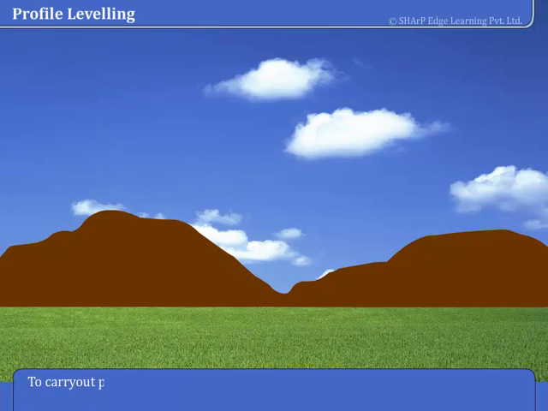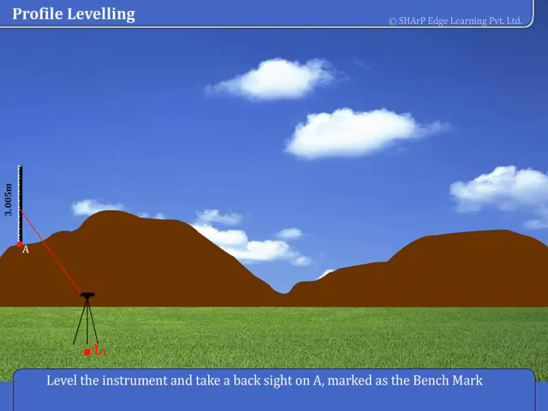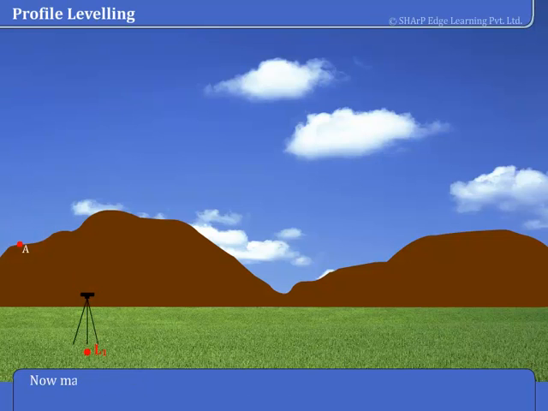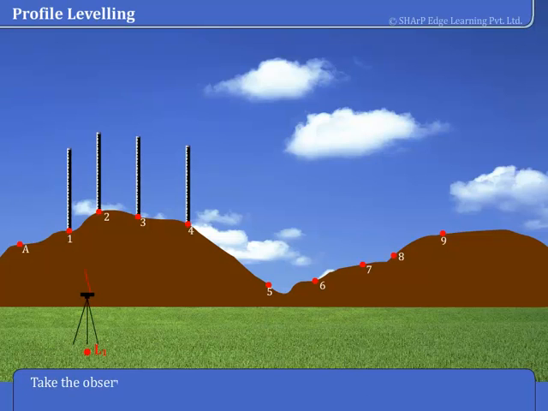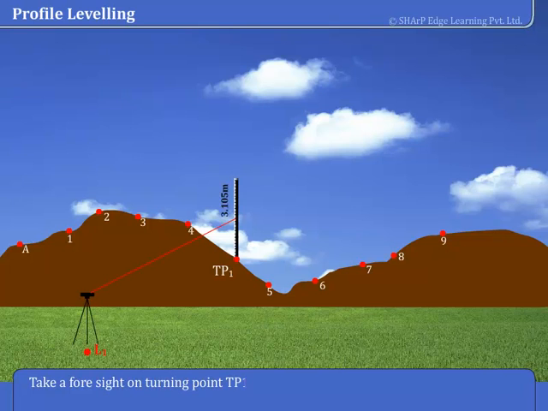To carry out profile leveling, firstly set up the level on a convenient location, say L1. Level the instrument and take a backside on A, marked as the benchmark. Now, mark points at regular intervals, say 10 meters, on the line up to the turning point TP1. Take the observations at these regular intervals using leveling staff. Take a foresight on turning point TP1 and note down all the readings.